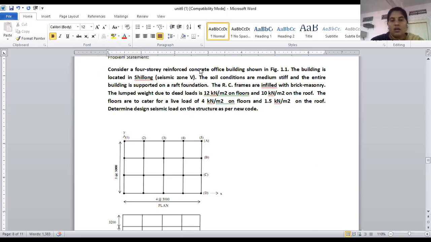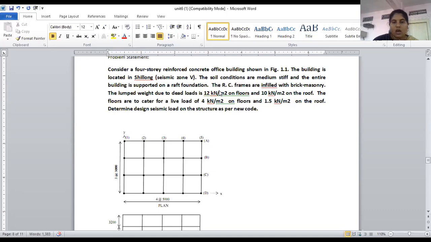The soil conditions are medium stiff. And the entire building is supported on raft foundation.